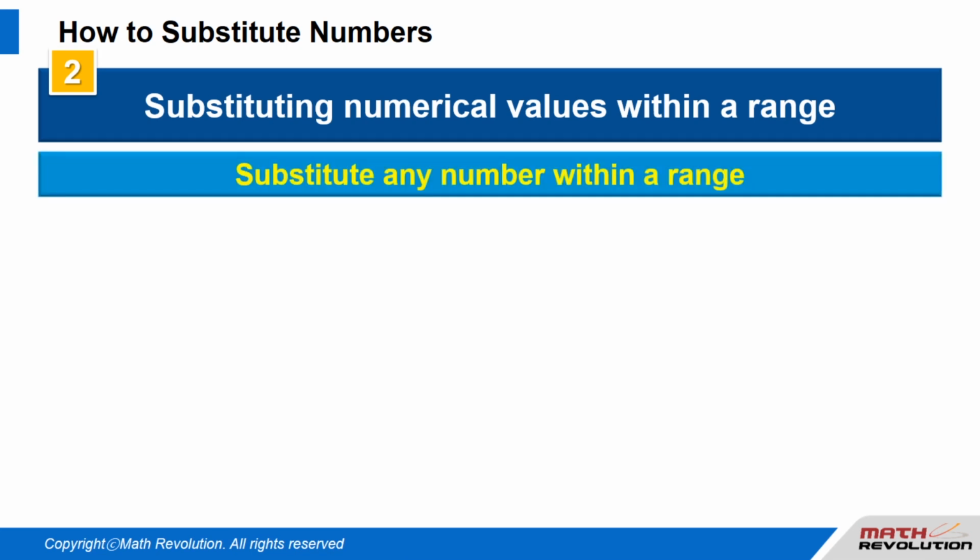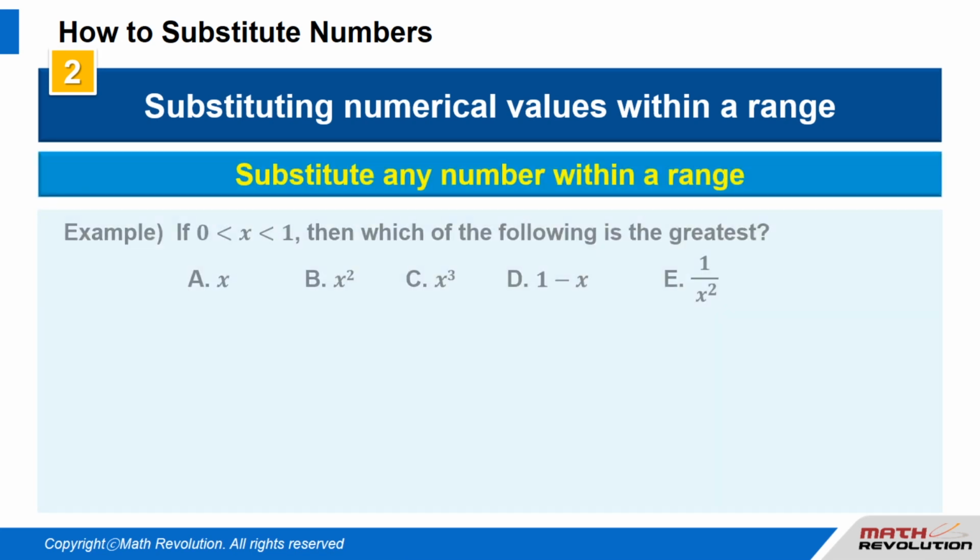2. Substituting numerical values within a range. In this case, we substitute any number within a range. For example, if 0 is less than x is less than 1, then which of the following is the greatest? To solve this question, we can substitute x equals 0.1 into each answer choice. Be sure to select a number that is easy to solve. So x equals 0.99 and x equals 0.9 are not good values for substitution.